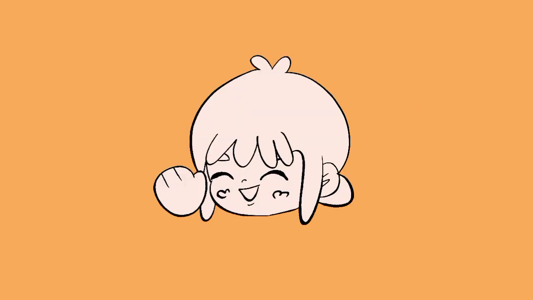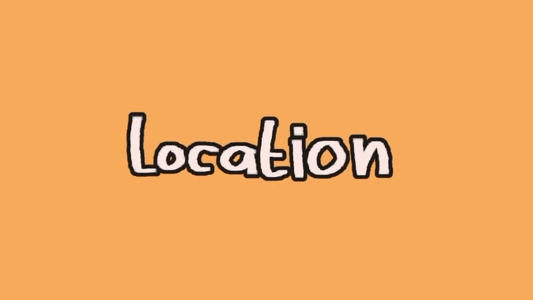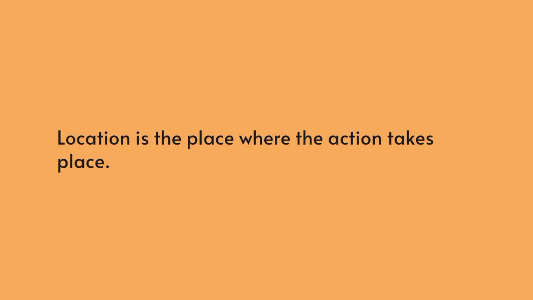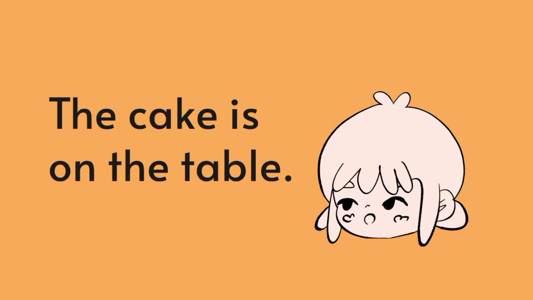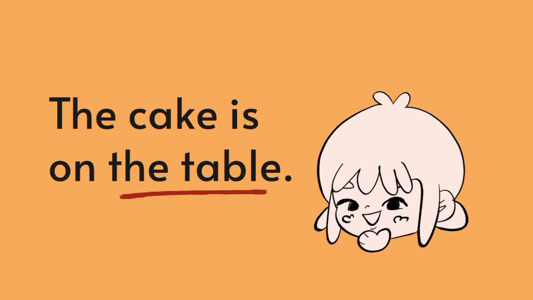Okay, so the last one is locations. Locations is the place where the action takes place. For example, in the sentence, the cake is on the table. The table is a location. Locations are usually preceded by prepositions like at, in, on, under, or similar prepositions.